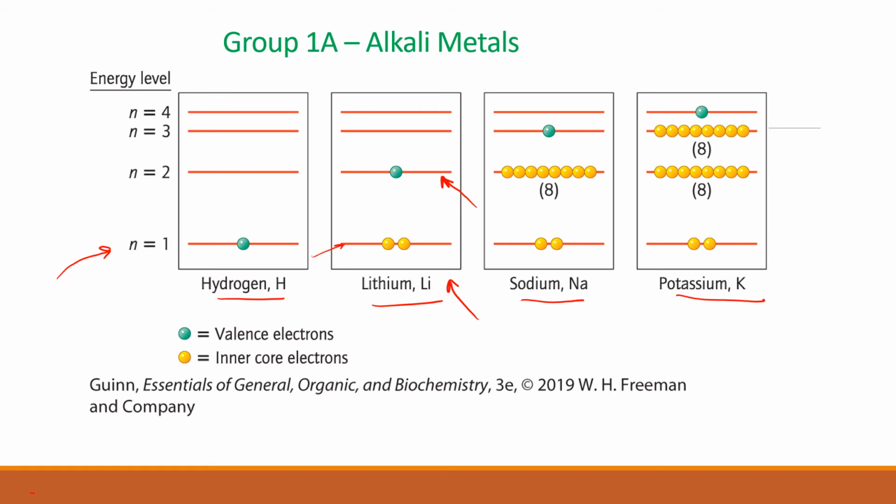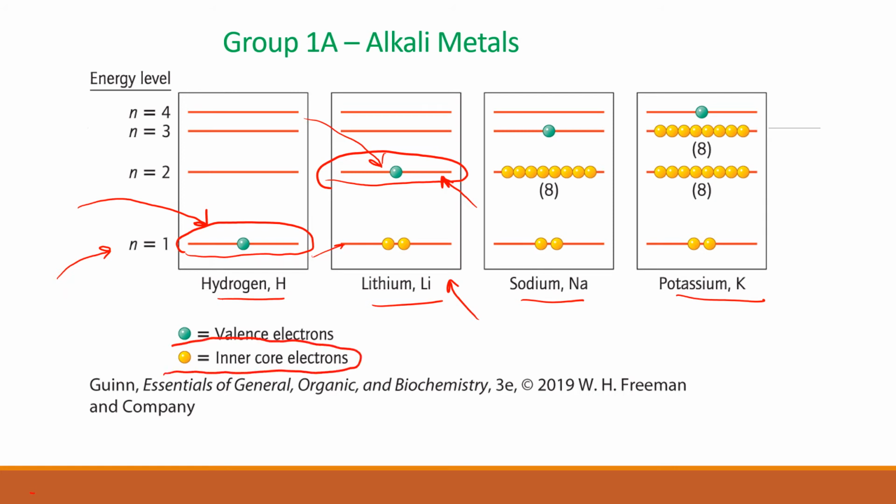Now, the electron on the highest energy level is known as a valence electron. In the case of hydrogen, the first energy level is the highest. So hydrogen has one electron in its highest energy level, so it has one valence electron. Similarly, in lithium, level 2 becomes the highest energy level, and it contains only one electron. Therefore, lithium also has one valence electron. All other electrons are known as inner electrons, or core electrons. So any electron which is not valence will be a core electron.